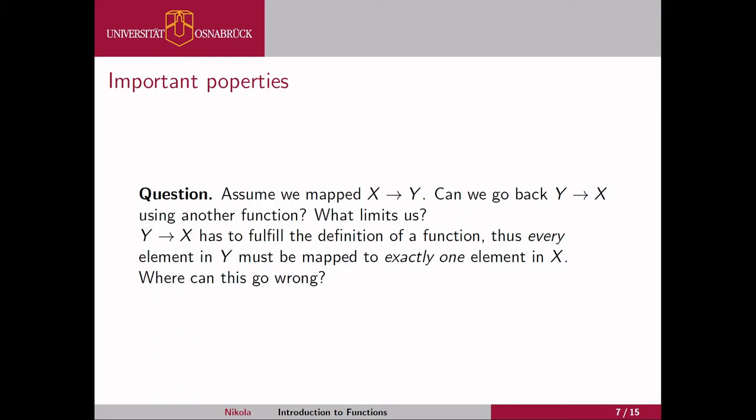Now, importantly, y maps to x has to fulfill the definition of a function. This means every element of y must have a mapping onto exactly one element in x, right? So naturally we can ask the question, the function f, x maps onto y. What can be wrong with it? Where can it go wrong such that this becomes impossible?